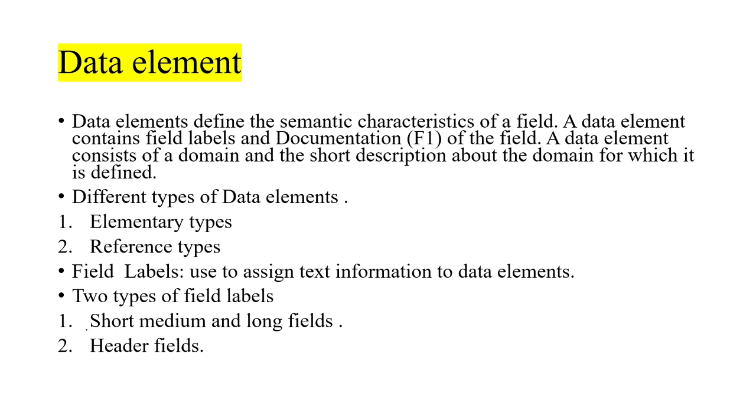So what is a data element? Data elements are the semantic characteristics of a field, and a data element contains the field labels and documentation of the field. A data element also contains a domain and a short description about the domain for which it is defined. There are two different types of data elements: elementary type and reference type.